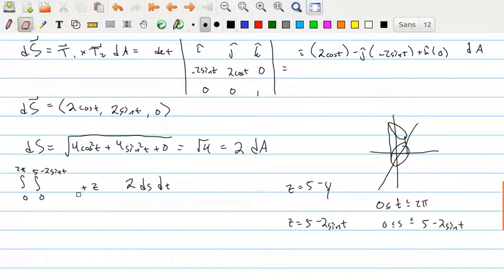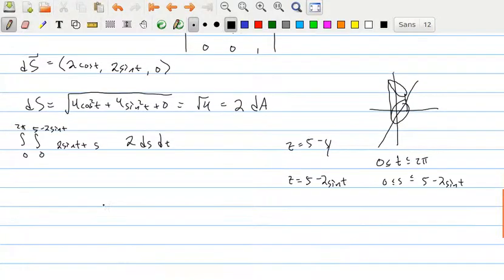So y was 2 sine t and z was s. So now we've got our integral set up. Let's just maybe go and simplify this. This gives us 2, integral from 0 to 2 pi, integral from 0 to 5 minus 2 sine t. And then the function we're integrating is 2 sine t plus s ds dt.